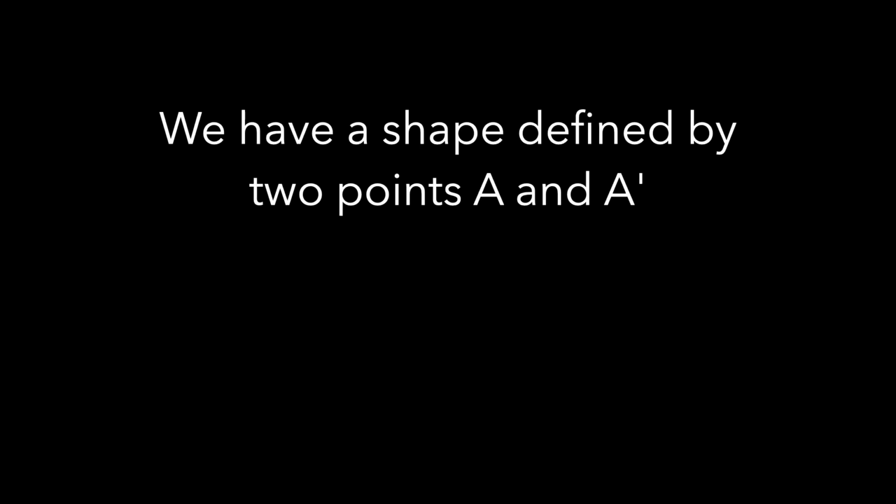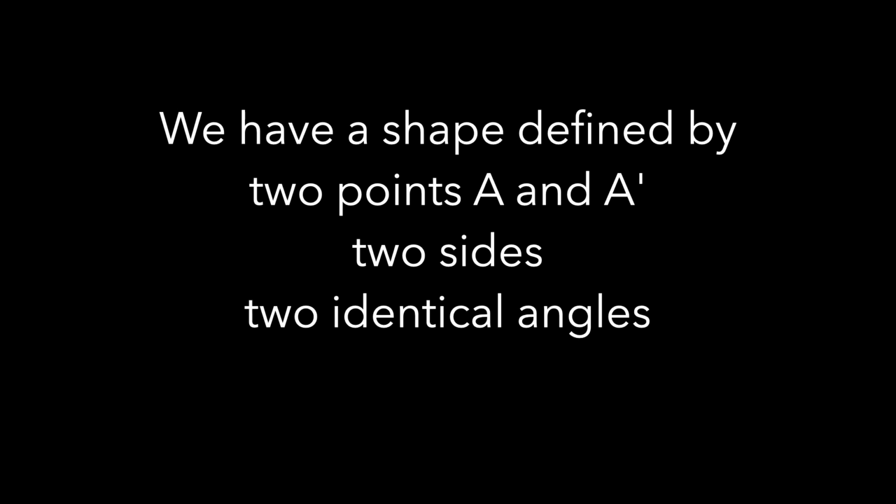You now have a shape defined by 2 points, A and the point opposite A. So you're used to triangles and rectangles and five-sided things. This is a two-sided figure on the sphere, and the two angles on each side are identical. So what is the area of this wedge?